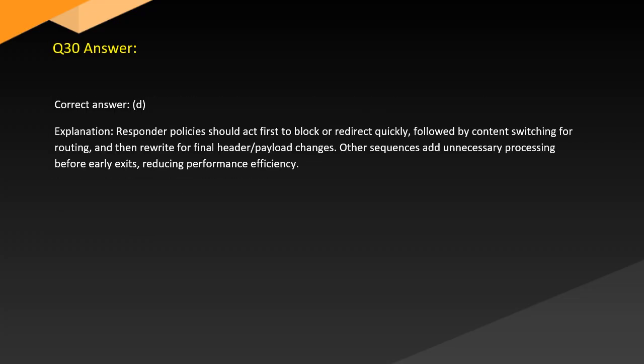Answer. Correct answer: D. Explanation. Responder policies should act first to block or redirect quickly, followed by content switching for routing, and then rewrite for final header and payload changes. Other sequences add unnecessary processing before early exits, reducing performance efficiency.